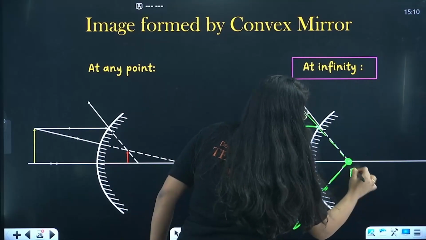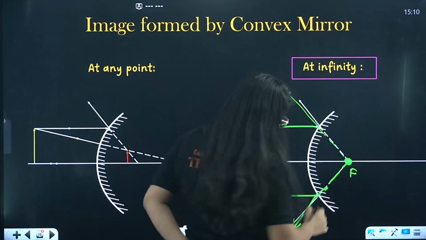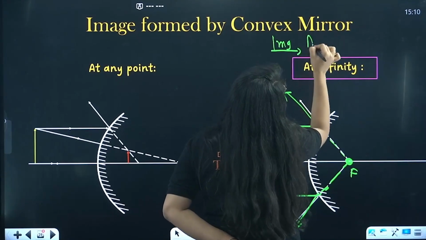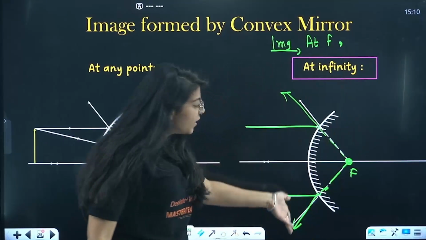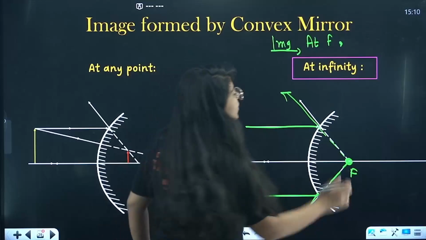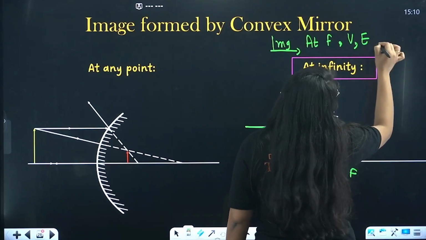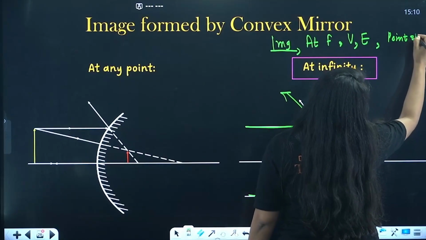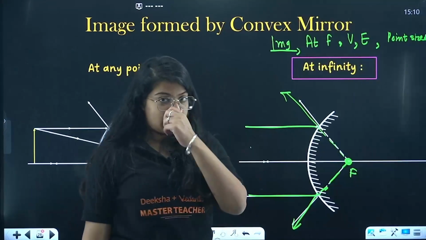Now let's write about the image. Ma'am, this image is being formed at focus. Okay, now are the real rays meeting? They are not meeting. The image is formed by virtual rays, so this image is beta virtual and it will be erect, right? And it is point sized. Understood?